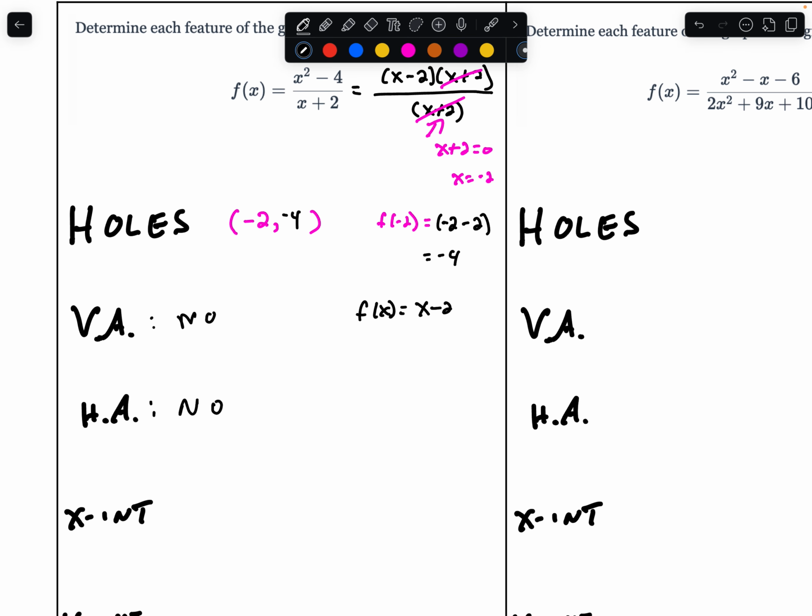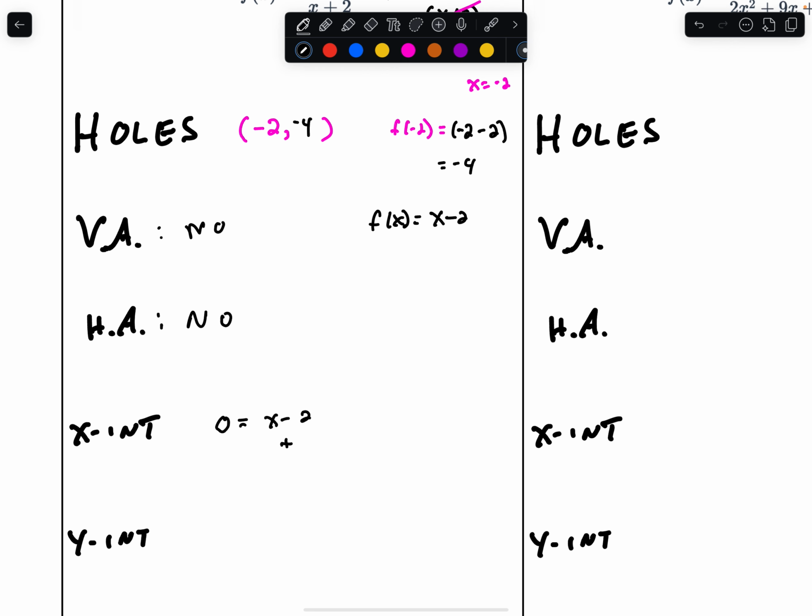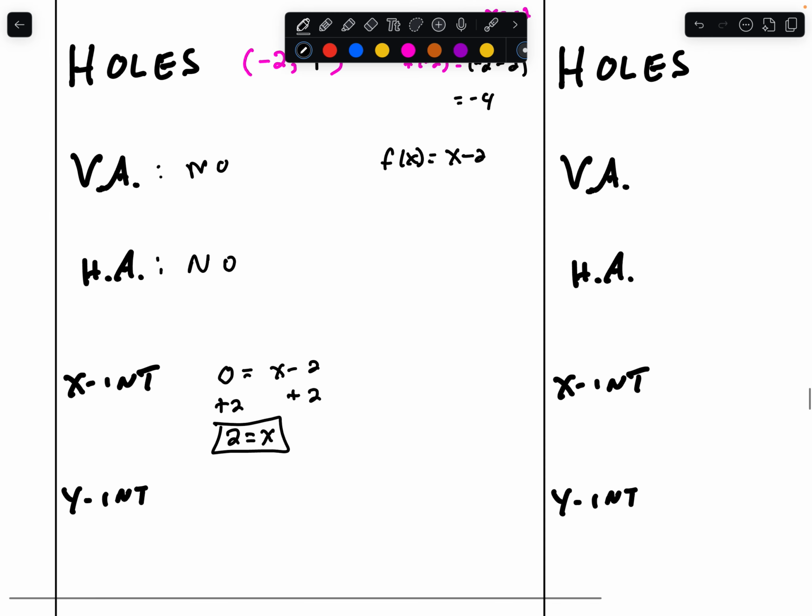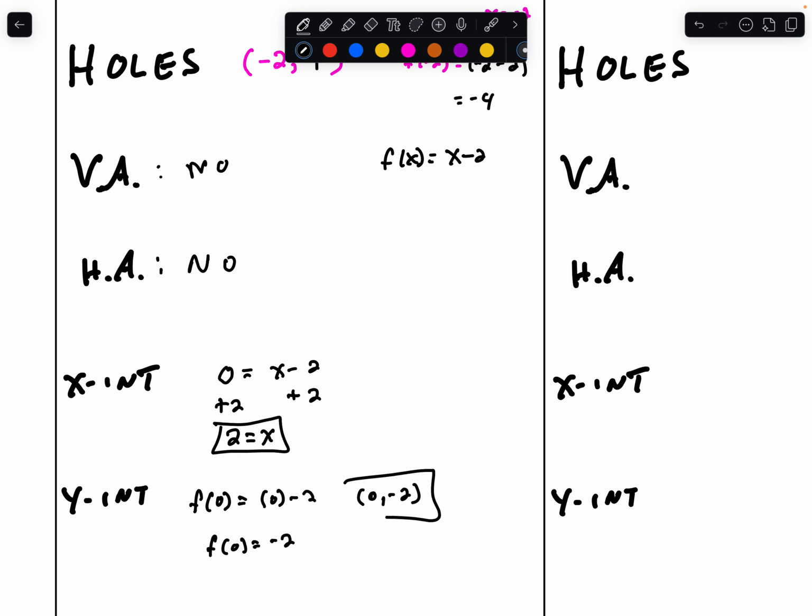And what is the x-intercept? Well, what if y equals 0? If y equals 0, I would say 0 equals x minus 2, and then just solve for x. I add 2, so I get 2 is equal to x. Now if I want the y-intercept, I substitute in 0 for x, and you get f of 0 is negative 2. So the y-intercept will be the point 0 comma negative 2.